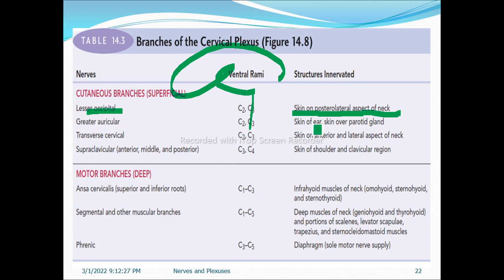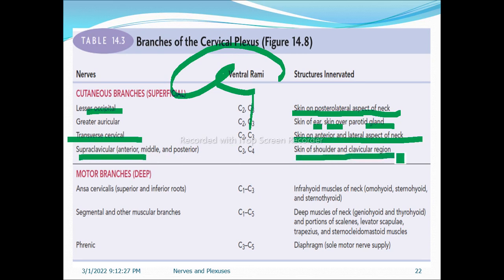Greater auricular supplies the skin of the ear and the skin over the parotid gland, that means in front of the ear. Transverse cervical supplies the skin on the anterior and lateral aspect of the neck. And supraclavicular, having three branches, anterior, middle and posterior branch, supplies the skin of the shoulder and clavicular region.